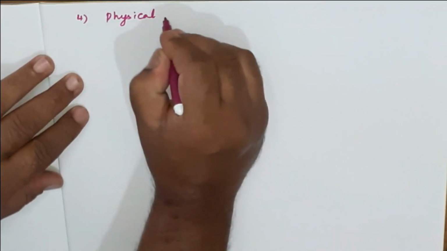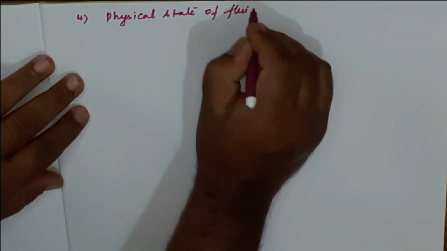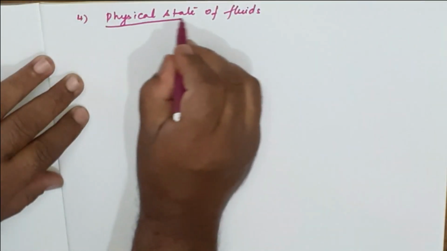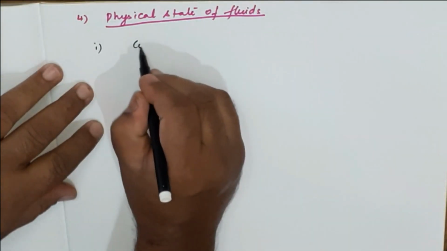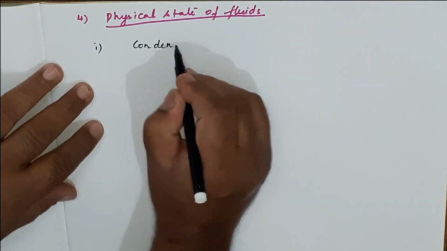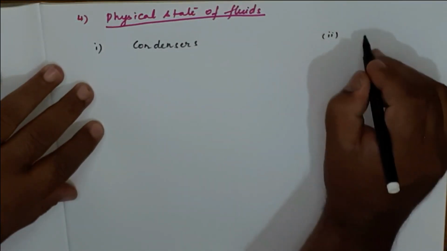And now the last category of the classification is based on the physical state of fluids. Based on the physical state of fluids, you can classify the heat exchanger into condensers and evaporators. So one is the condenser, which you use in a power plant, and another thing you have is evaporators.